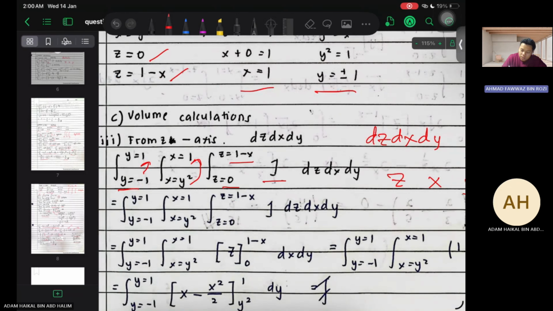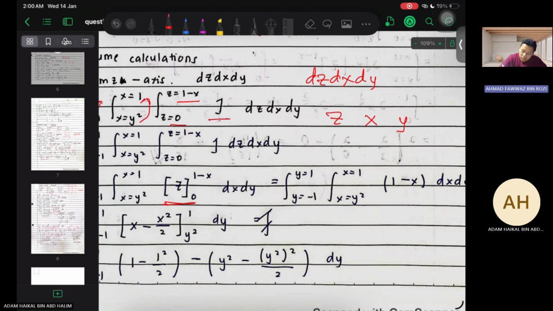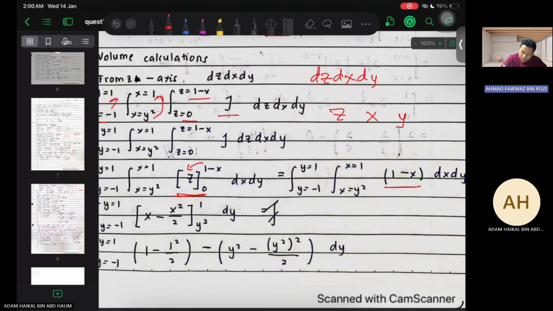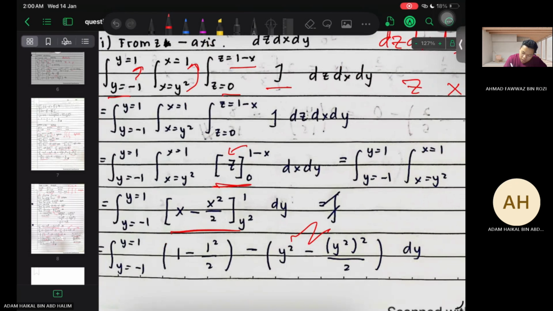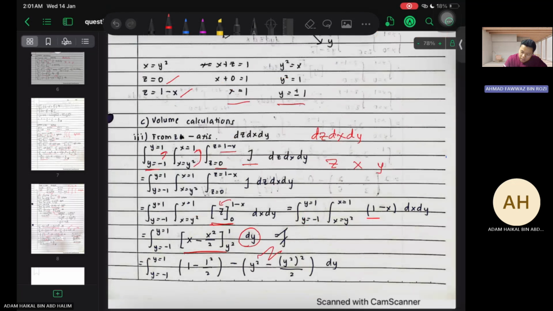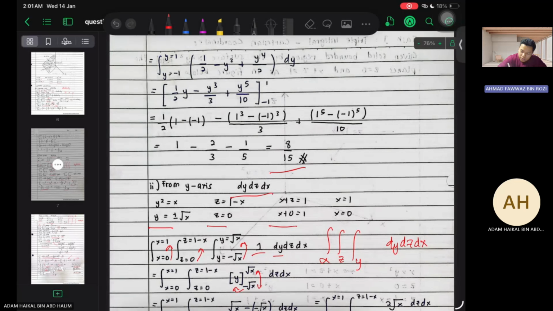We integrate 1 dz and it becomes z, and after that we put 1 minus x into z. Then we integrate 1 minus x dx, and we get this, and after that we integrate dy, and the last answer we get is 8 over 15.